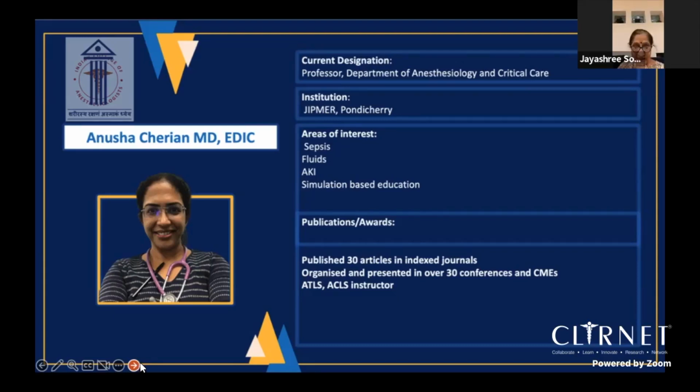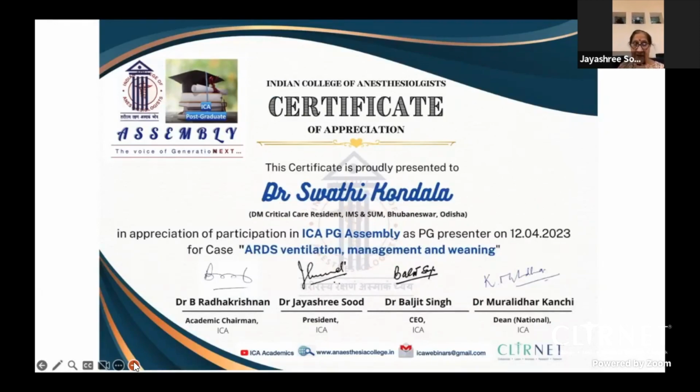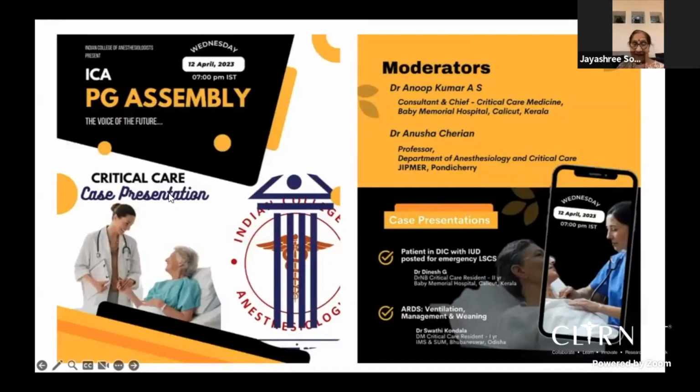For the students, yes, Dinesh did an excellent presentation of DIC for LSCS and highly commendable. Congratulations, Dinesh. And this is the certificate of appreciation that is going to be sent to you. And keep it up and do the hard work and the studies. And the next case, which was done on the ARDS, the ventilation management by Swati, was also very good. And keep it up. And we wish you and Dinesh and yourself, Swati, all the best for your future endeavors and for your exams and further on in your career.